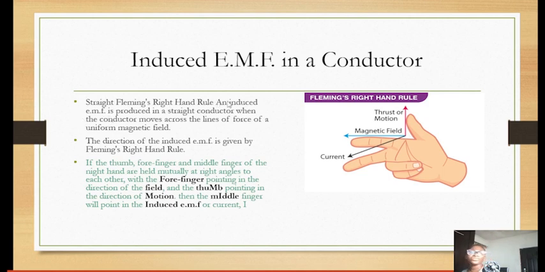Fleming's right hand rule: an induced EMF is produced in a straight conductor when the conductor moves across the lines of force of a uniform magnetic field. The direction of the induced EMF is given by Fleming's right hand rule. If the thumb, forefinger and middle finger of the right hand are held mutually perpendicular, you can see the way it was held, the forefinger points in the direction of the magnetic field, then the thumb points in the direction of motion, or thrust. And then the middle finger will point in the direction of the what? Induced EMF, or current I.